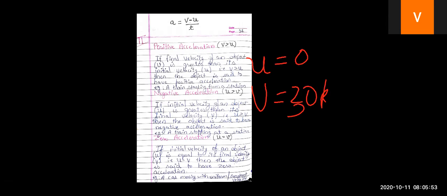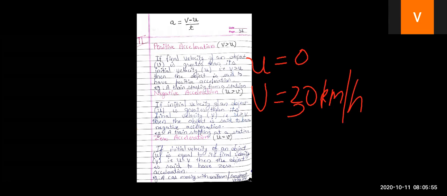Suppose, children, a train is standing at the station. Now the train starts. So the initial velocity of the train, when it was standing at the station, u, was 0. And when the train started, suppose the velocity of the train is 30 kilometers per hour.